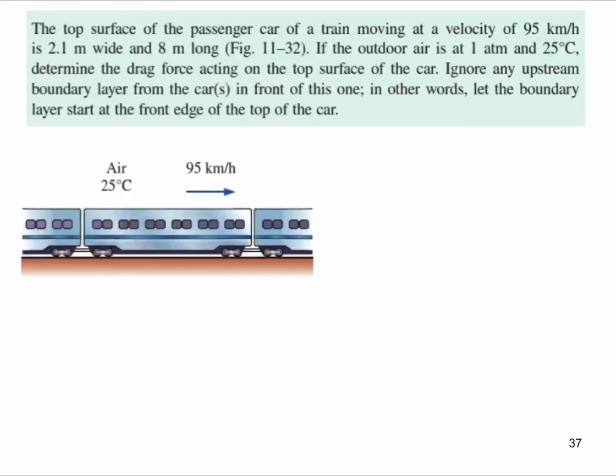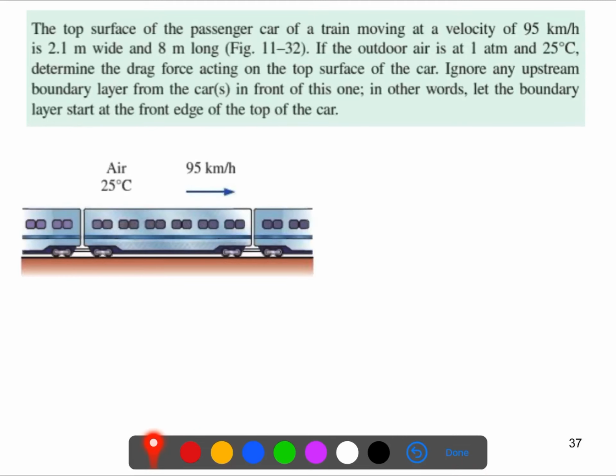Solve today: it is the drag force on a train surface. So you can see the schematic here. The top surface of the passenger car of a train is moving at a velocity of 95 km per hour. These are the dimensions of the train: 2.1 meter wide, 8 meter long.